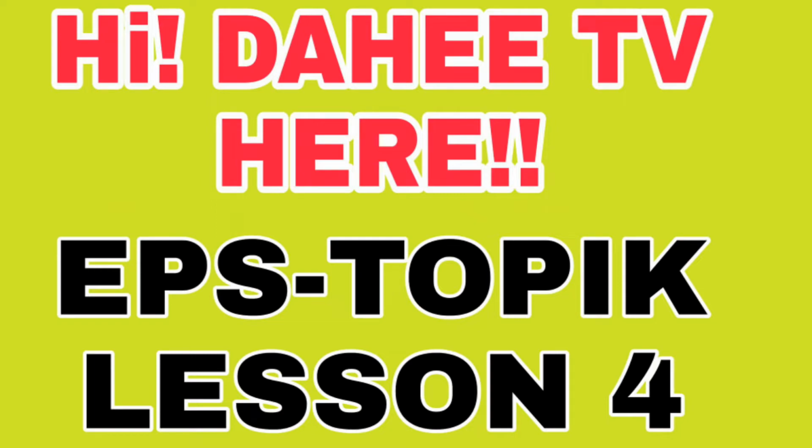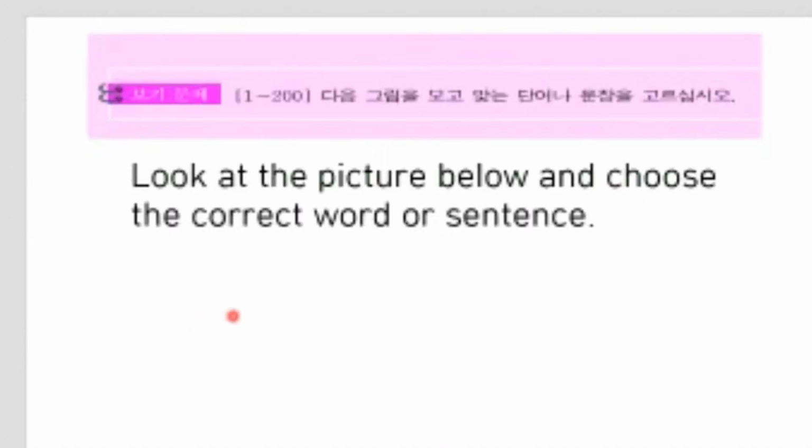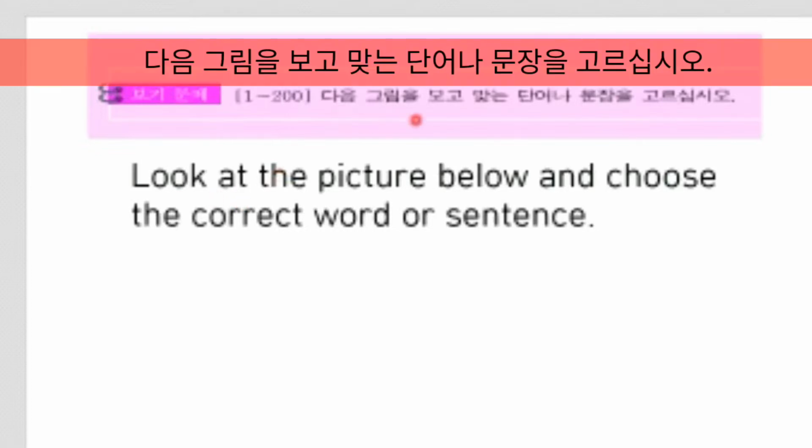Let's start! Alright, so yung direction natin again guys is ganun pa rin kasi yung sample problem na sasagutan natin is from 1 to 200. Okay, so dito na tayo sa number 31 to 40 problem. Okay, so nakalagay dito is "Daom kurimul boko manunbano na mundangol kurusipsyo." So it means you are going to look at the picture below and choose the correct word or sentence.